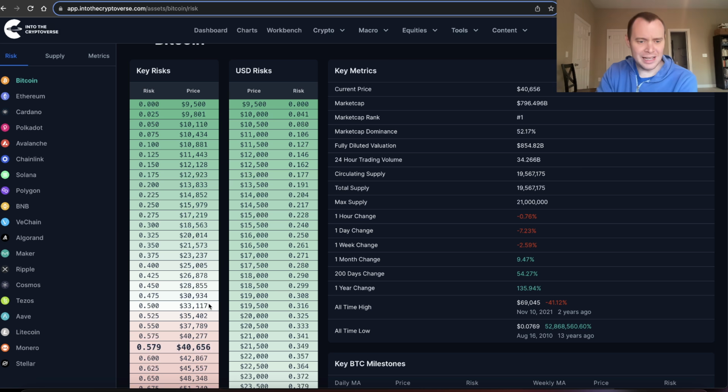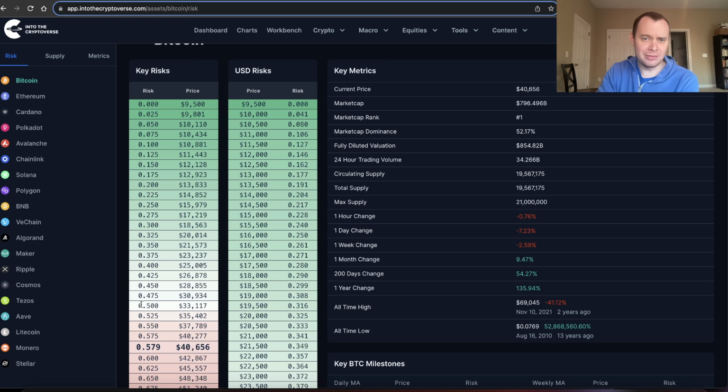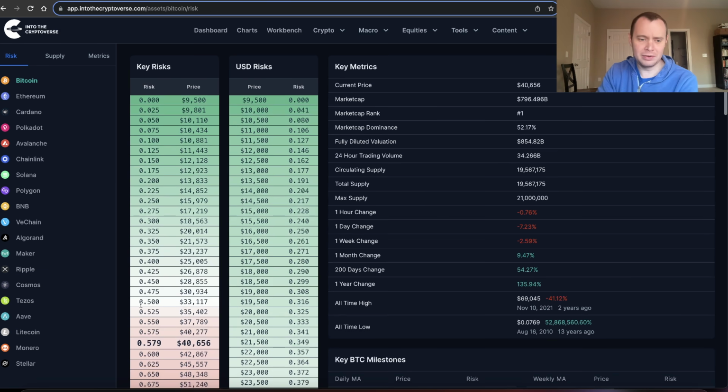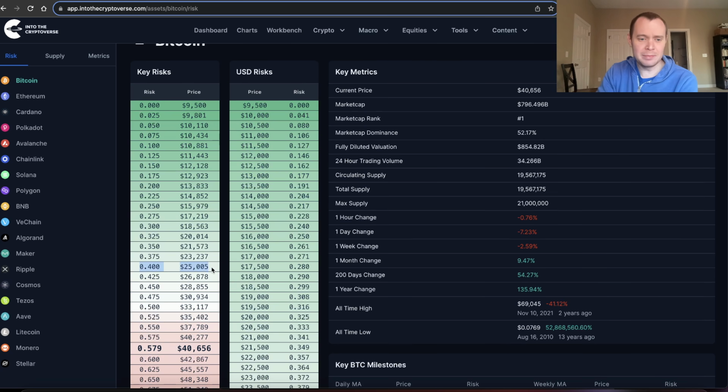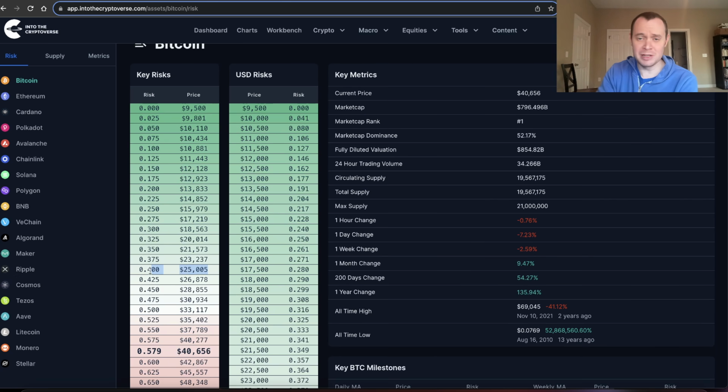So last cycle, I DCA'd Bitcoin up to 0.5 risk. At current prices today, that would correspond to 33K. But this cycle, I DCA up to 0.4 risk, and currently that corresponds to 25K. But as the weeks go on, that number could change.